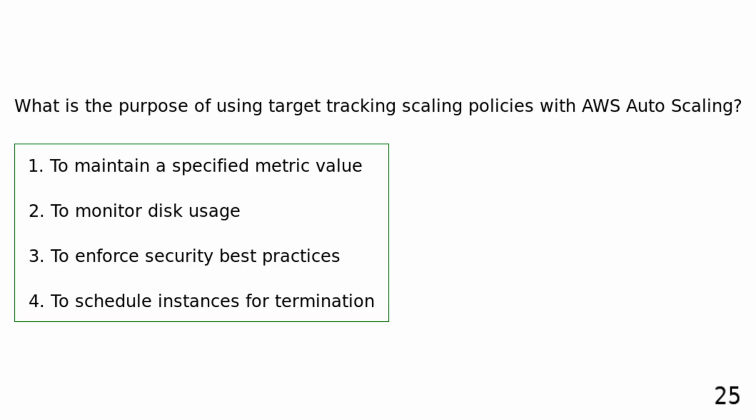What is the purpose of using target tracking scaling policies with AWS Auto Scaling? To maintain a specified metric value. To monitor disk usage. To enforce security best practices. To schedule instances for termination.